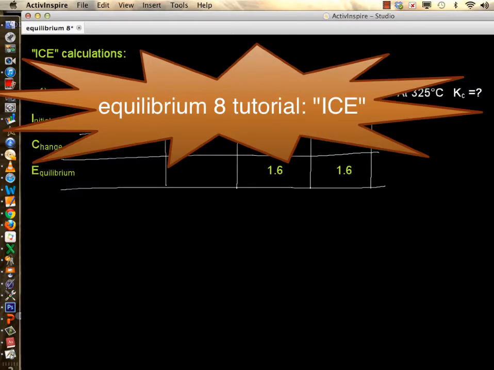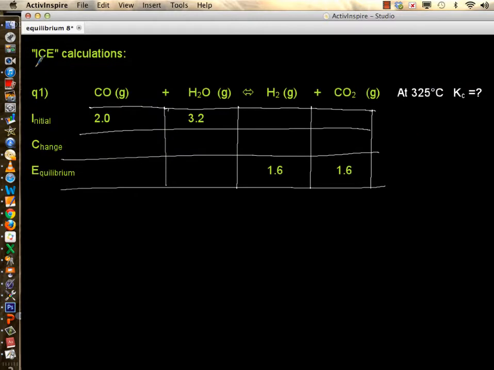In this tutorial, I want to solve a little bit more equilibrium calculations related to ICE, initial, change, equilibrium. In a question like this, carbon monoxide is reacting with steam to give you hydrogen and carbon dioxide. The temperature is given, some information is provided, and then the final question is what is the value of Kc.